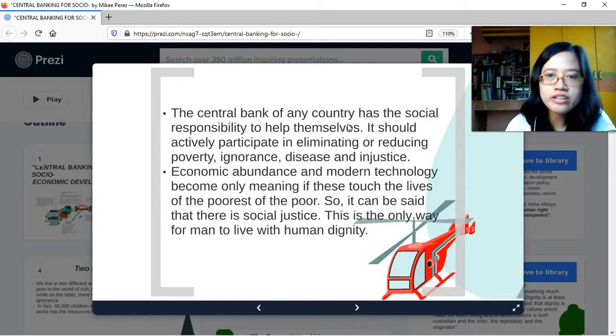The central bank of any country has the social responsibility to help. It should actively participate in eliminating or reducing poverty, ignorance, disease, and injustice. Economic abundance and modern technology become meaningful only if these touch the lives of the poorest of the poor. So it can be said that there is social justice. This is the only way for man to live with human dignity.